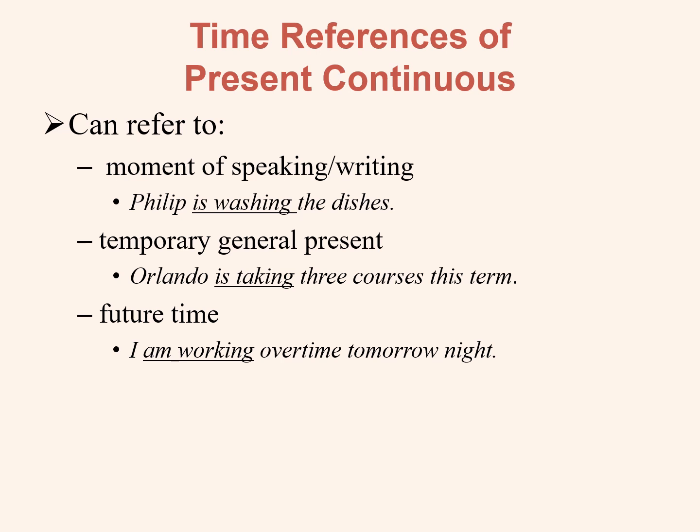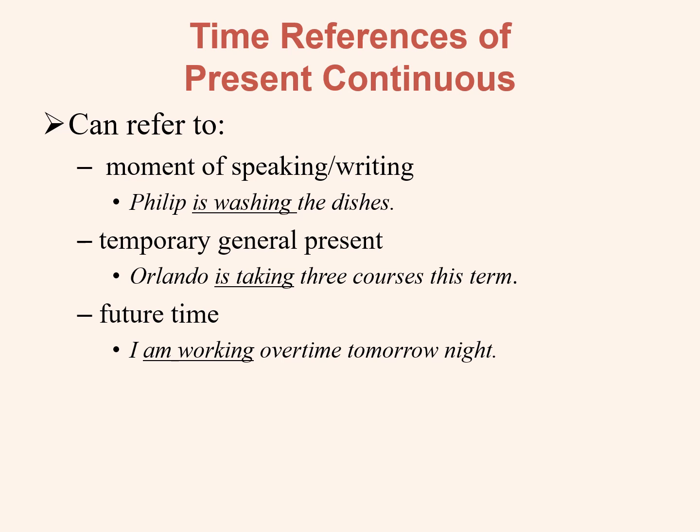The third time reference listed on this slide, future time. To use the present continuous to express future time, some future time reference is necessary in the context. There has to be some reference to a future time in the context. Now, it may be in the same sentence, as in the example sentence here, I am working overtime tomorrow night. Tomorrow is what is indicating that this is future.